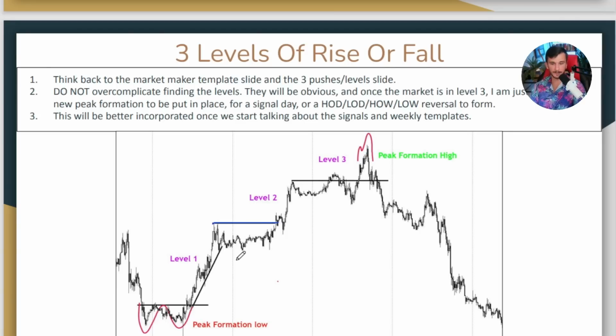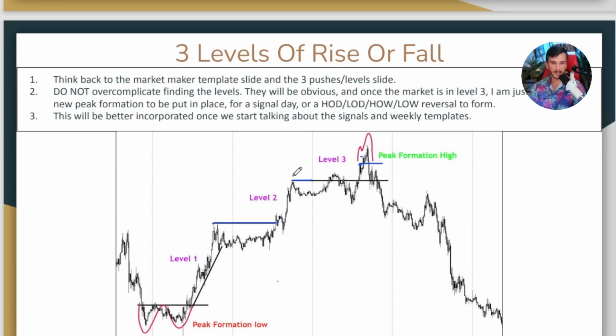Coming into the next day, now we have an explosion on level 2 that also puts in a high of day, and then that puts us up into level 3. Now, level 3 really doesn't mean anything unless a peak formation high gets put in place, and you can actually see the little 3 push pattern right there. 1, 2, and 3 to the high that engulfs back down, double top.